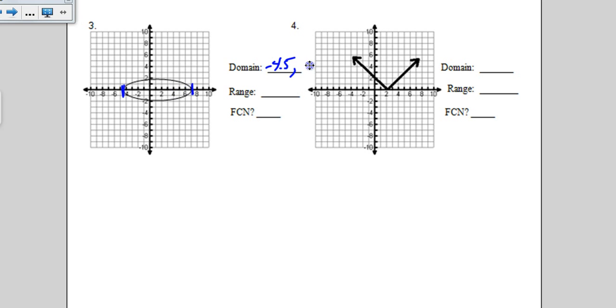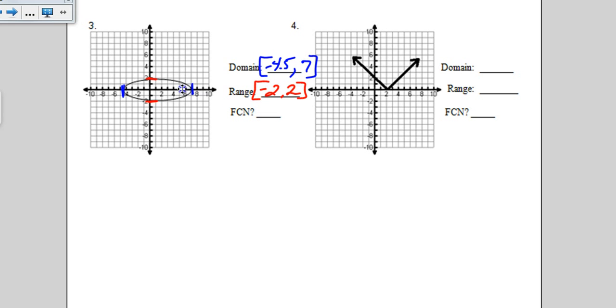Now, to the right, it looks like it ends at a 7, and it does hit both those values. It lands on them, so we're going to put brackets. Now for the range, that's low to high, so let's just call that -2 to 2, and again, brackets.